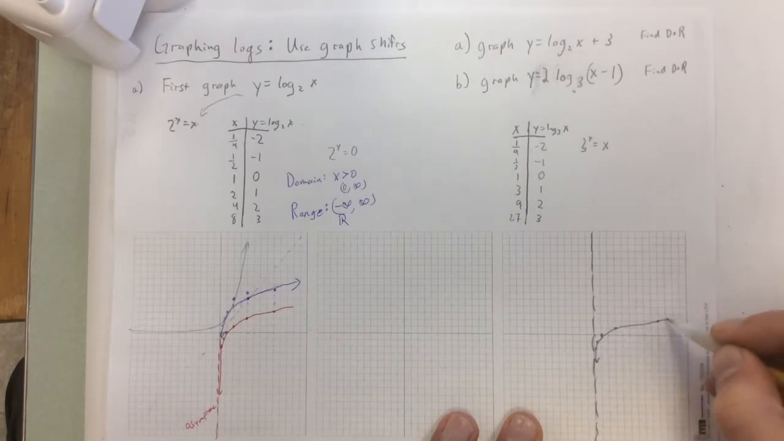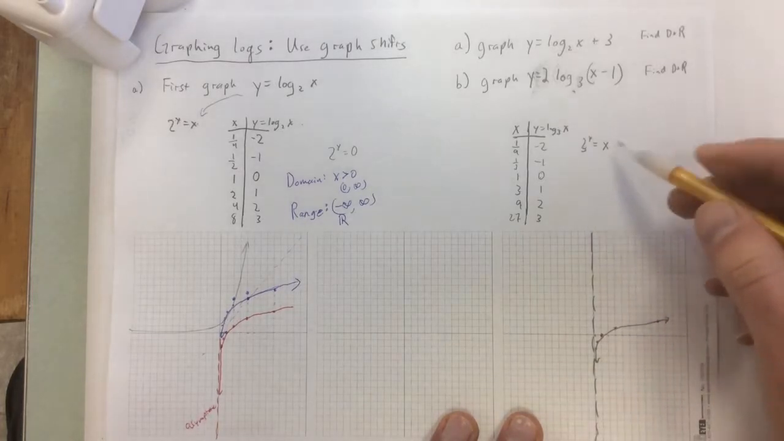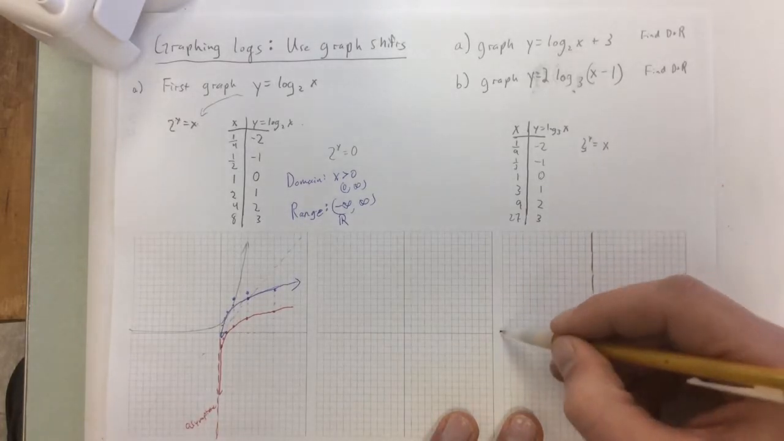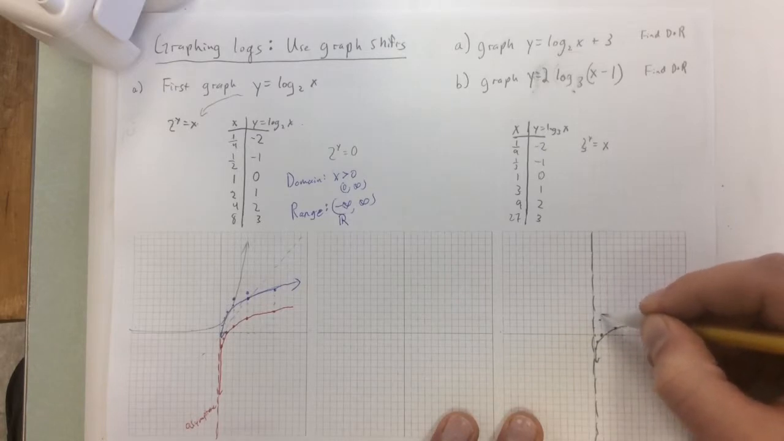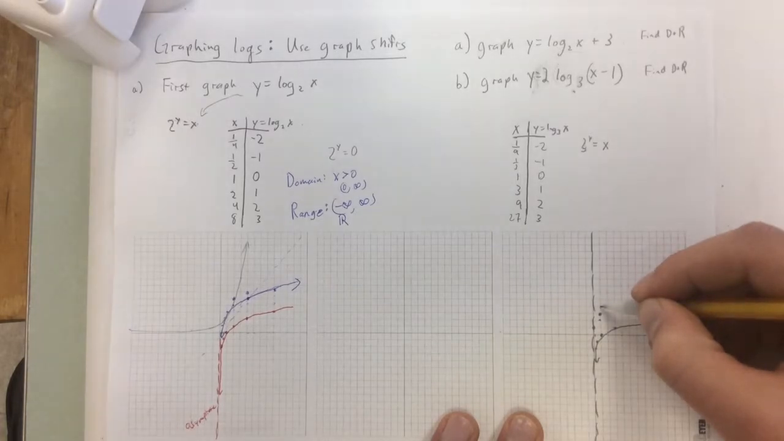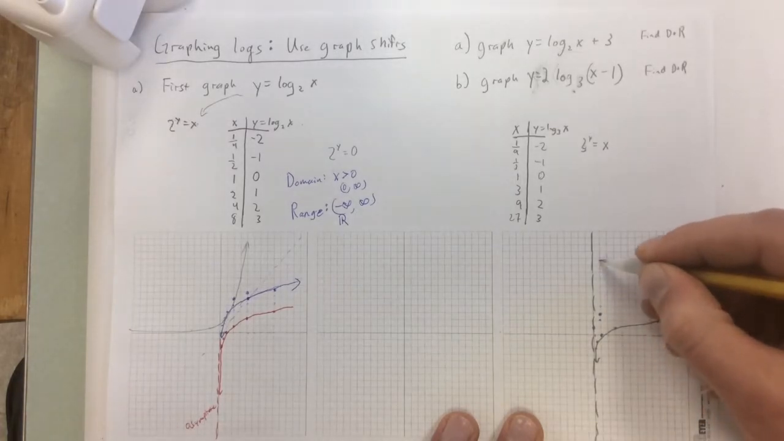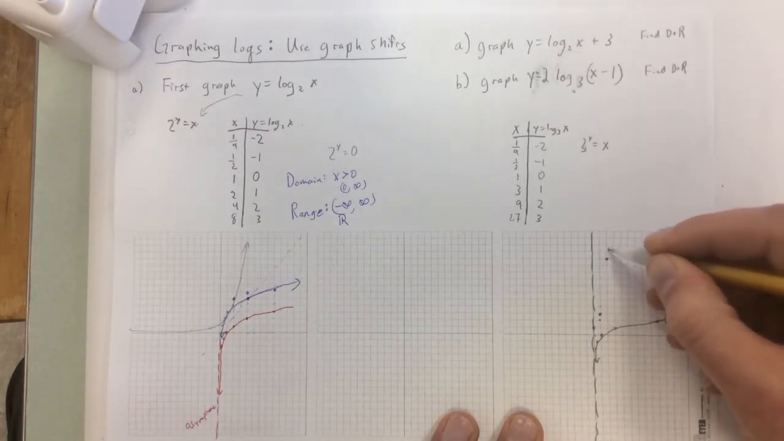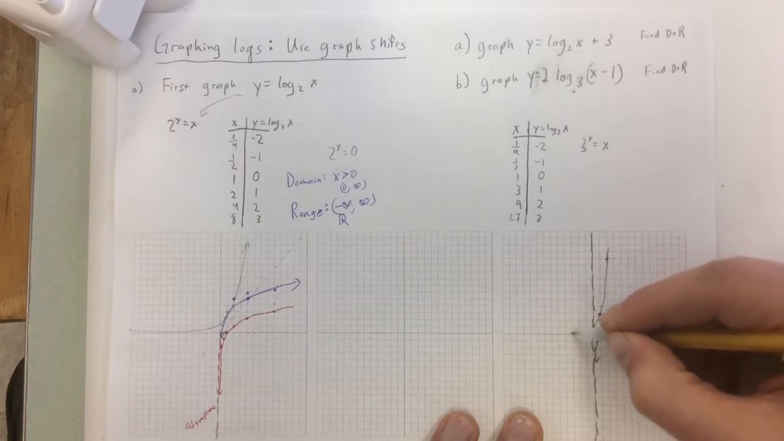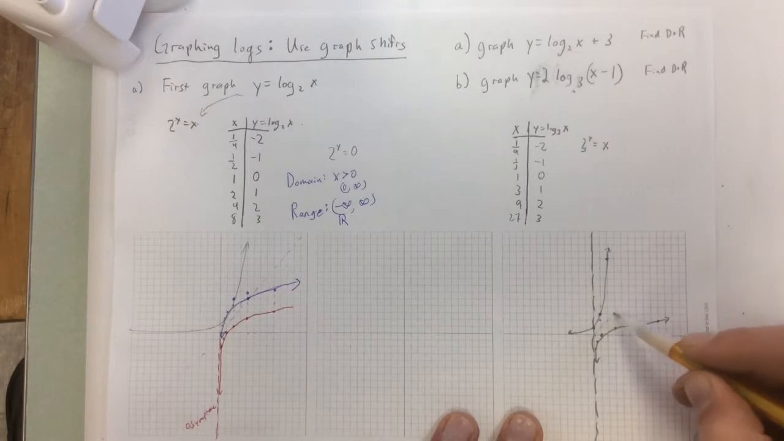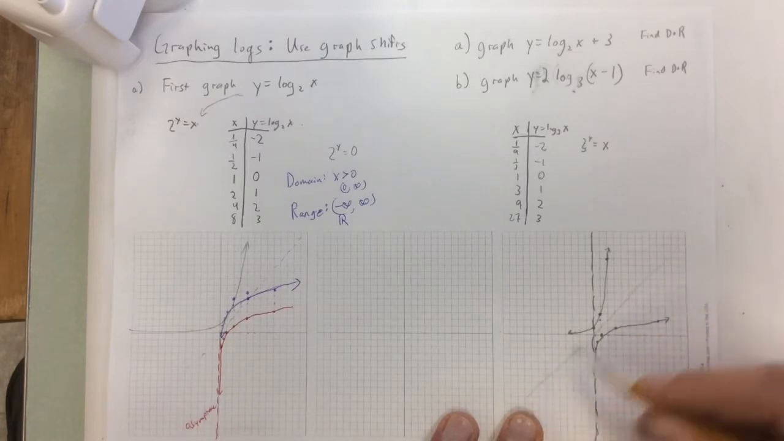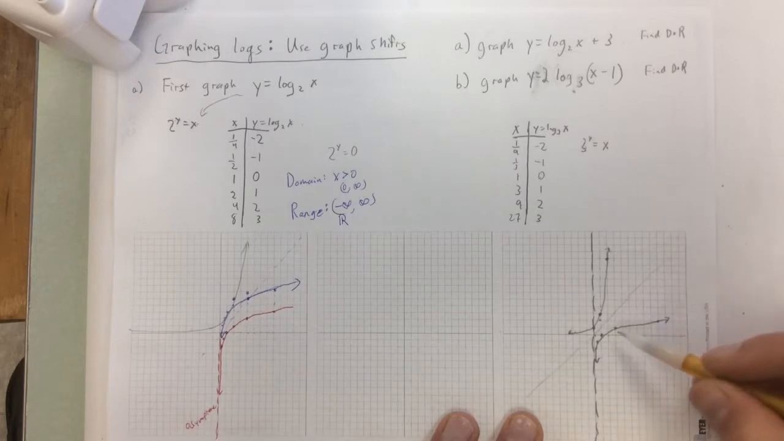Looking like that. And if I graph y equals 3 to the x, it should be looking like this. Is that reflected over the line y equals x? Do they look the same? Absolutely. So we're good there.